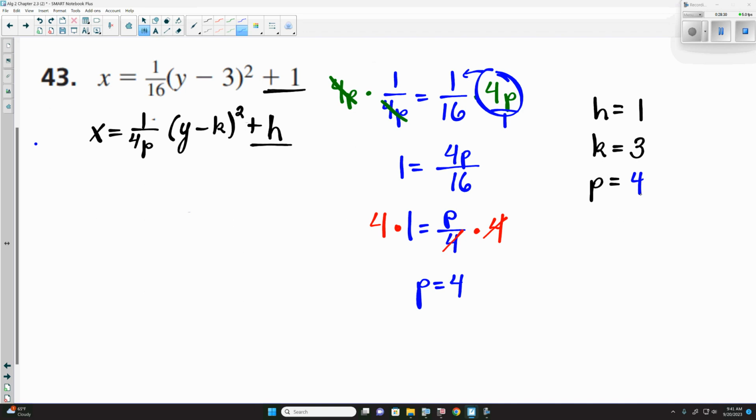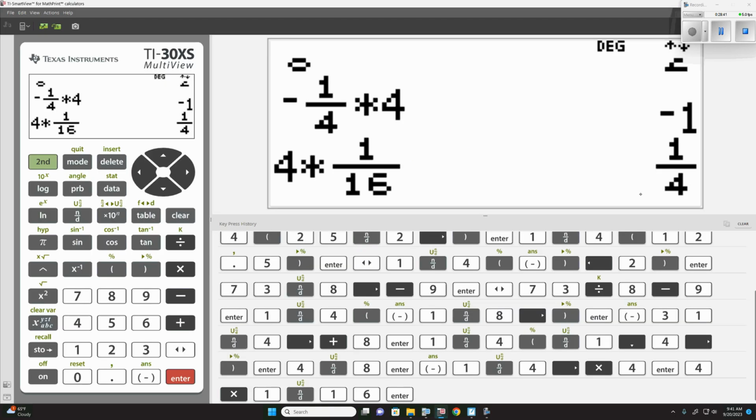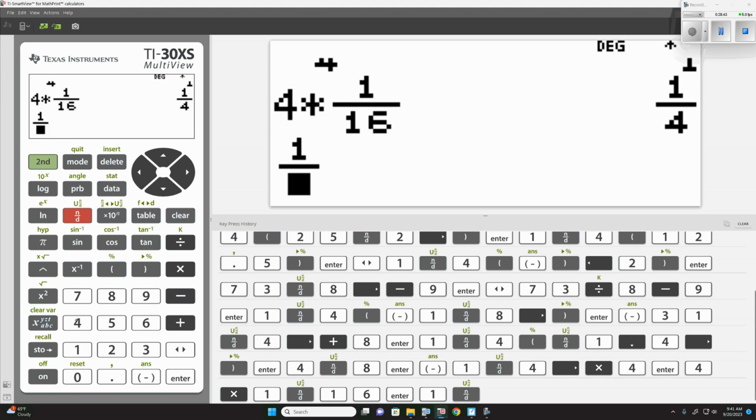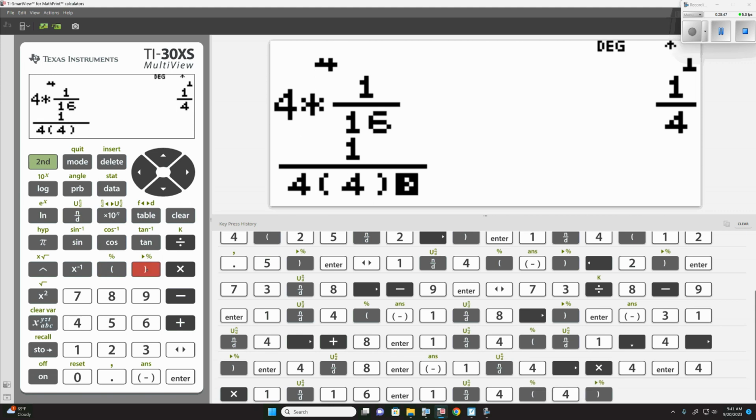Now, if you need a way to check to make sure you got the correct value of p, well, we said at the beginning what? 1 over 4p was what? 1 over 16, yes? In the calculator, I could put 1 over 4 times 4, 1 over 4p. And we should get 1/16. Is that what we get? Yeah. Because with this here, if you want to check it, we can plug it back into the original formula where it's at and see, do we get the correct value? And here we did.